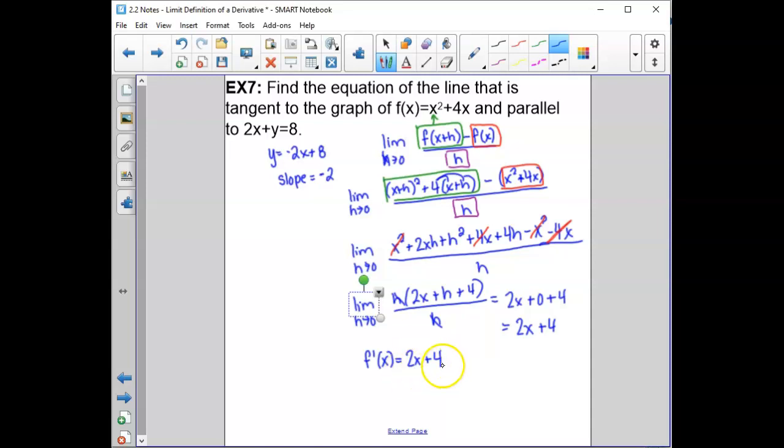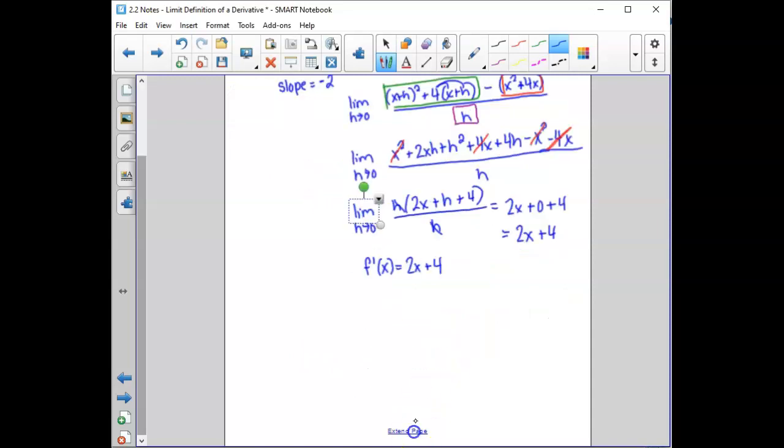I know this derivative gives me the slope of the tangent line, and we already set up here we want our slope of our tangent line to be -2. And so our slope of our tangent line needs to be -2. So we're going to set this 2x plus 4 equal to -2, and we're going to solve. So we're going to subtract 4, 2x equals -6. We're going to divide both sides by 2, and x equals -3. So there's my x-coordinate where this happens.